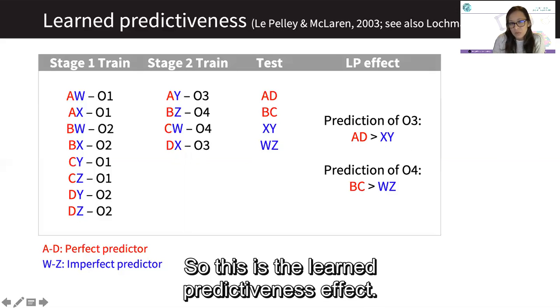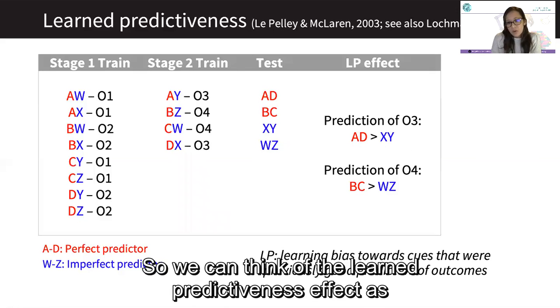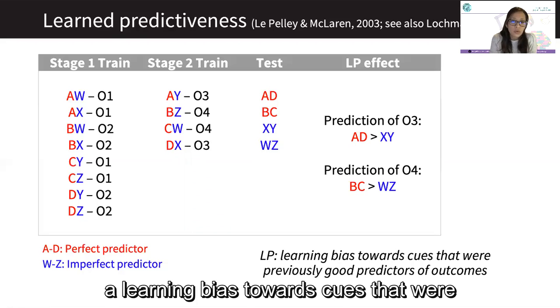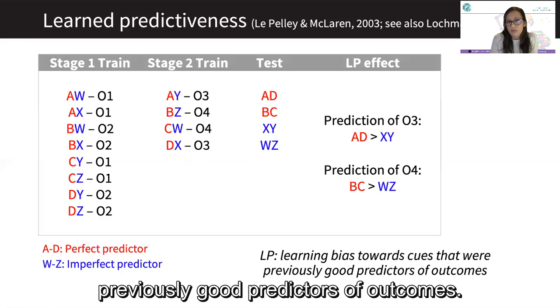So this is the learned predictiveness effect. So we can think of the learned predictiveness effect as a learning bias towards cues that were previously good predictors of outcomes.